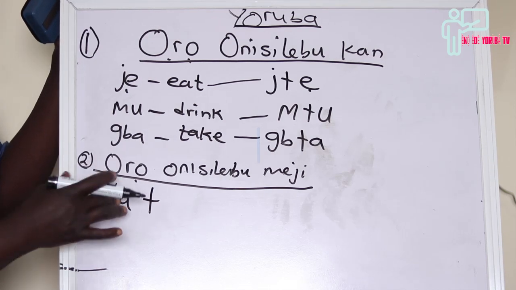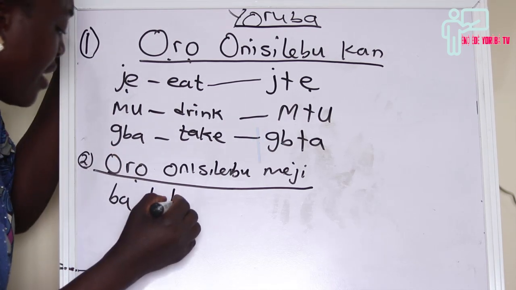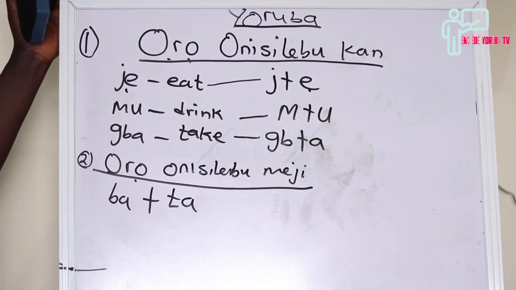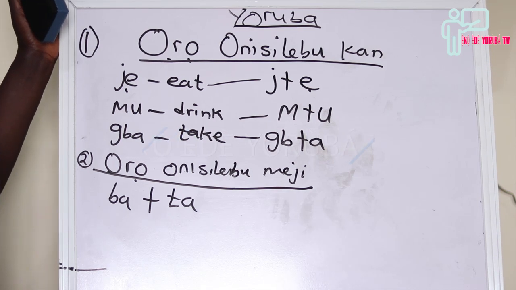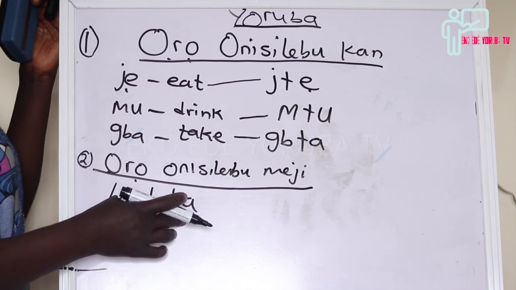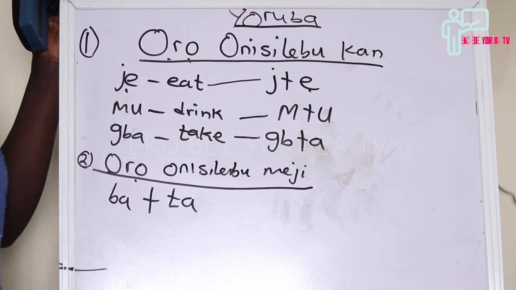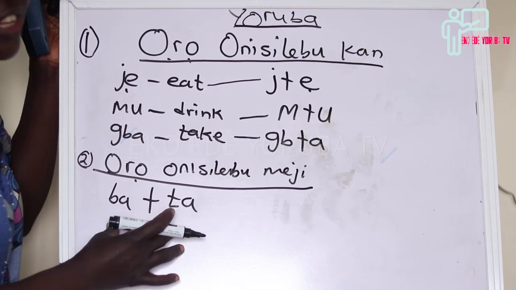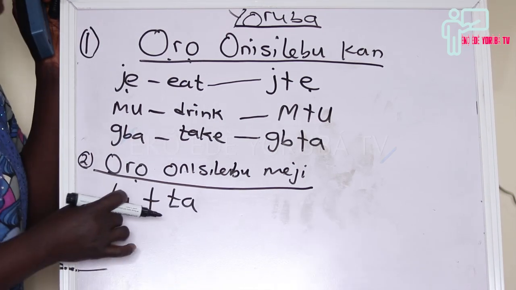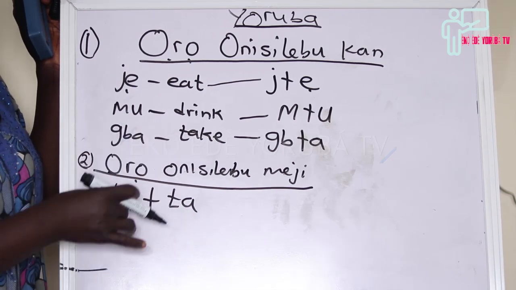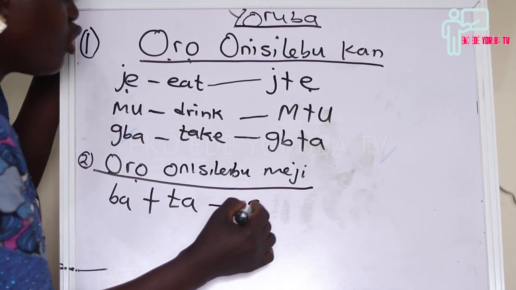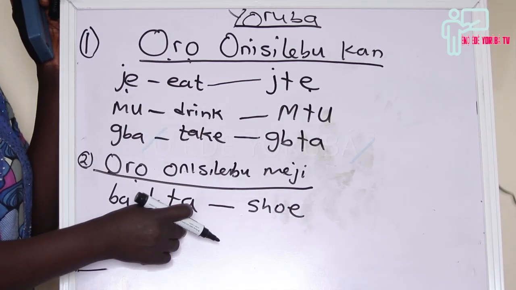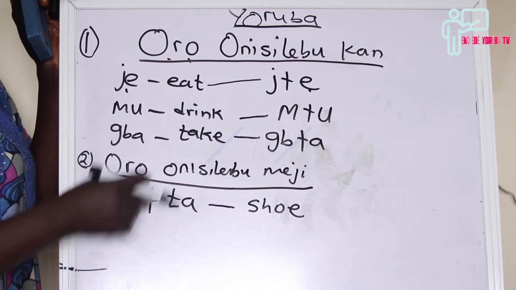This is it. Ba. I want to write another one, ta. If you could remember, I said in ta, te, ti, to, tu. Ta, this is that ta. Ba, be, bi, bo, bu. This is that ba. So you now join the two together. Ba, ta. What is bata? Shoe. Ba, ta.